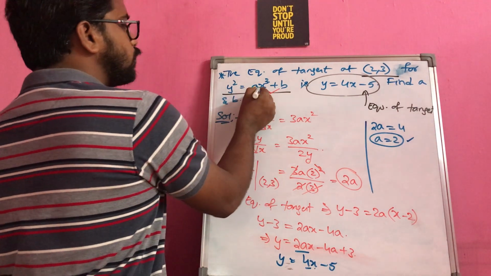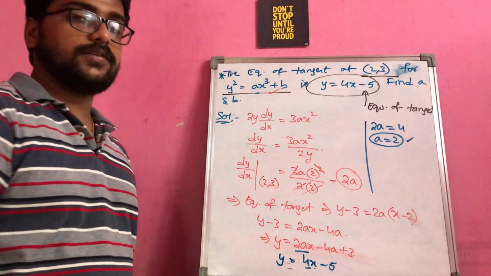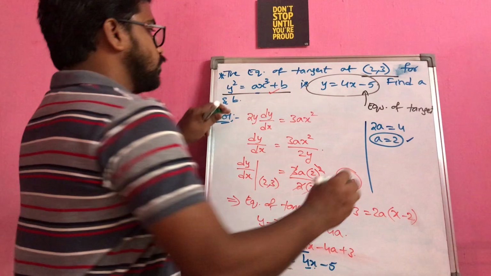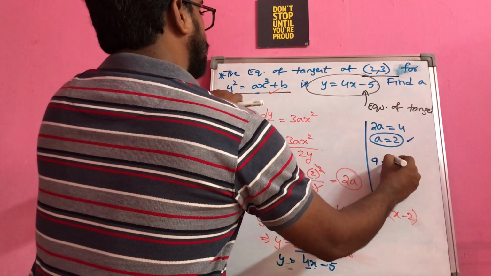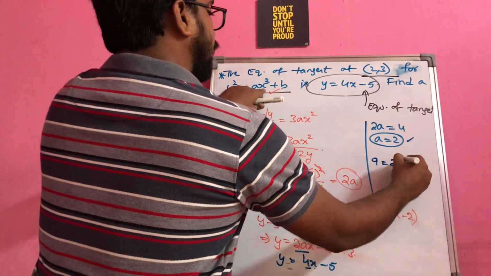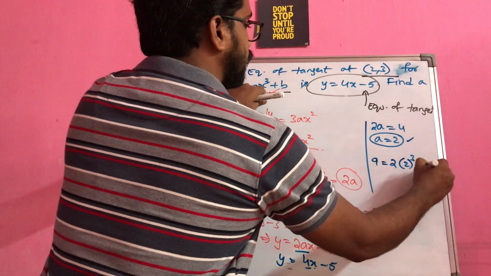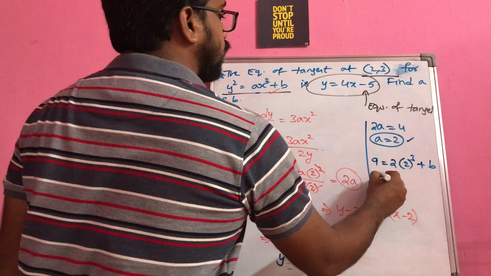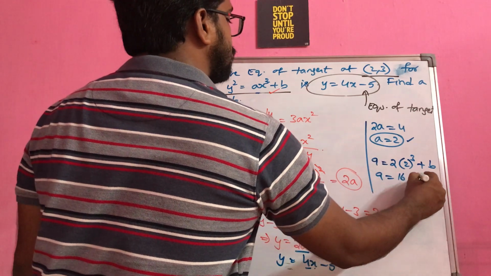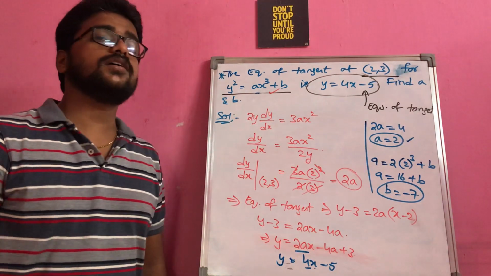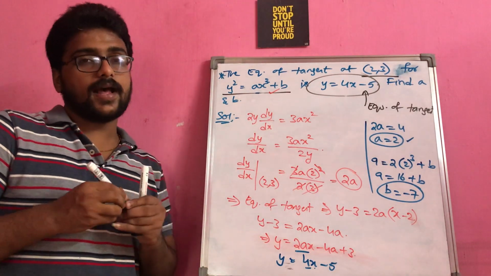So what should x and y be replaced with? Yes, they have to be replaced with (2, 3). So 3 square, 9, is equal to a is 2, x is 2, so it is 2 cube, and then plus 8 plus b. So 9 is equal to 16 plus b, so b is equal to minus 7. So these are the required values of a and b.